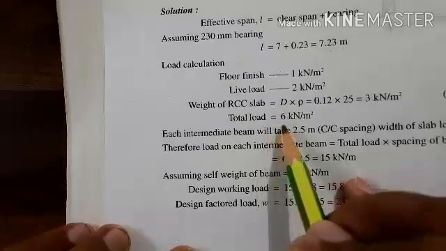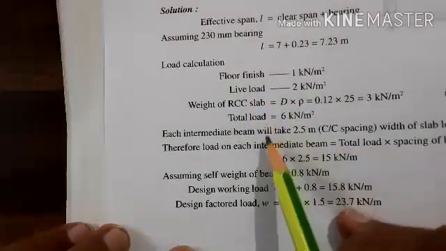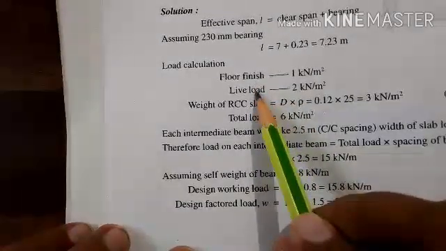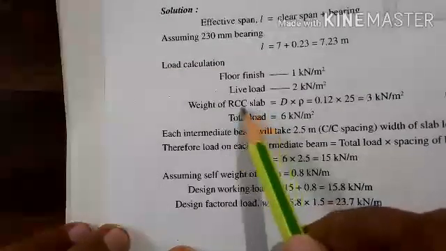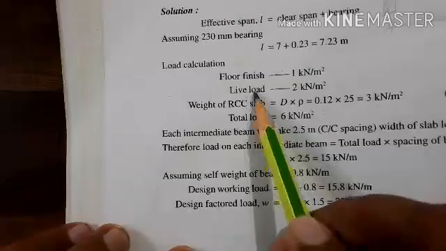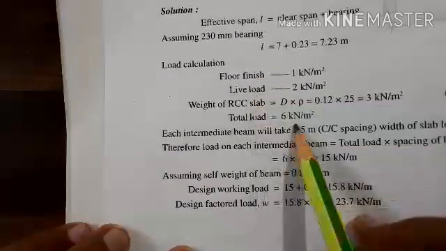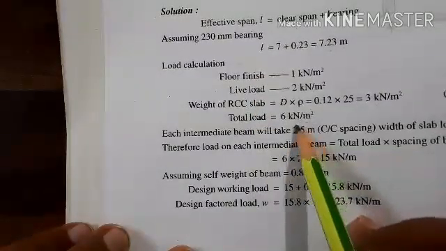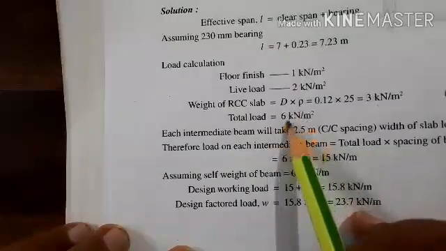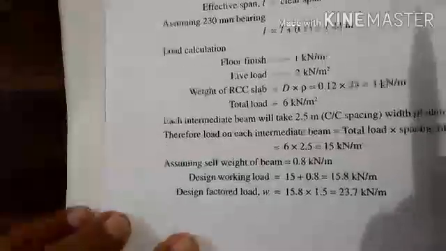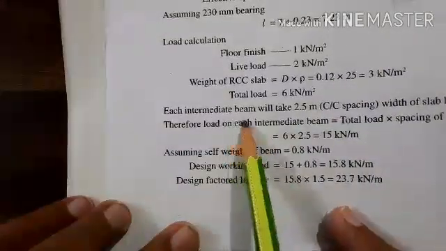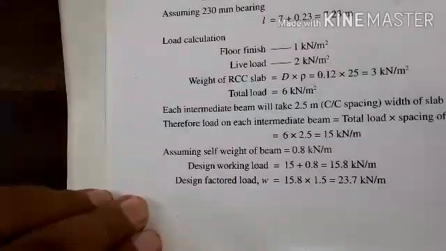Then the total load becomes, add all the loads: the floor finish, live load, and the weight of RCC slab. The weight of RCC slab is nothing but the self weight, then the live load, then the floor finish. All together you will get 6 kilonewton per meter square as the total load acting over the beams.